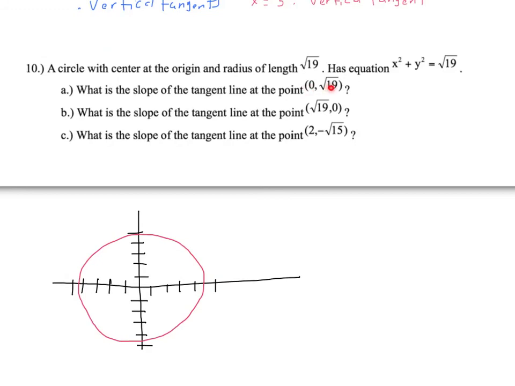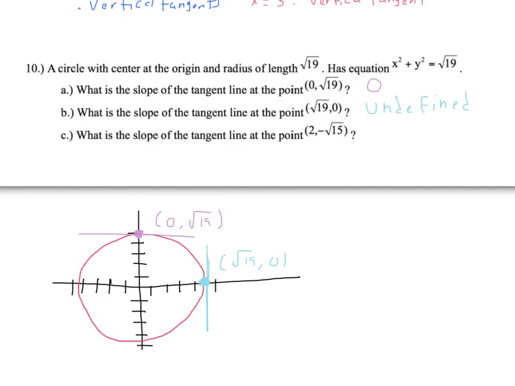So x value 0, y value square root of 19 is just going to be this point on the circle right here, 0, comma, the square root of 19. The tangent line at this point is going to be horizontal. So the slope of that tangent line will be 0. At the point square root of 19 comma 0, so the x value is the square root of 19, the y value is 0, that tangent line will be vertical, the slope of the tangent line is undefined.